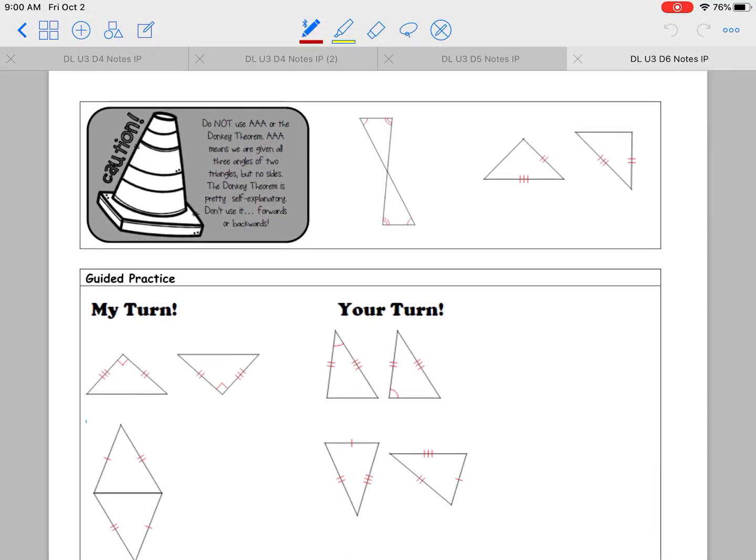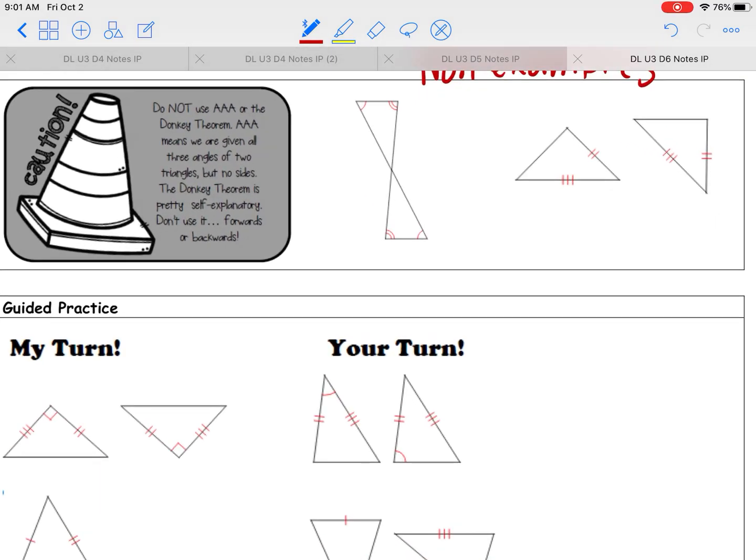I'm going to give you some non-examples. So it says here, be careful, caution, right? It says do not use AAA or the donkey theorem. AAA means that we're given all three angles of two triangles but no sides. The donkey theorem is pretty self-explanatory. Use it forwards or backwards. Basically, I'm going to explain to you what the donkey theorem is right now, but let's go ahead and get started with the first one.